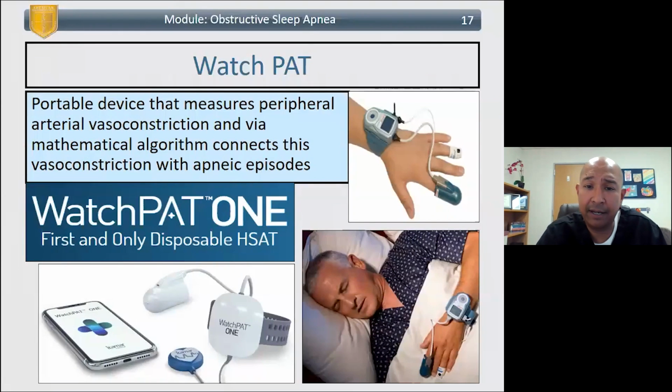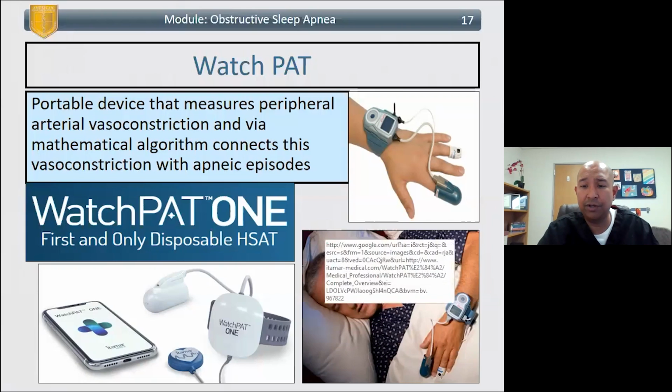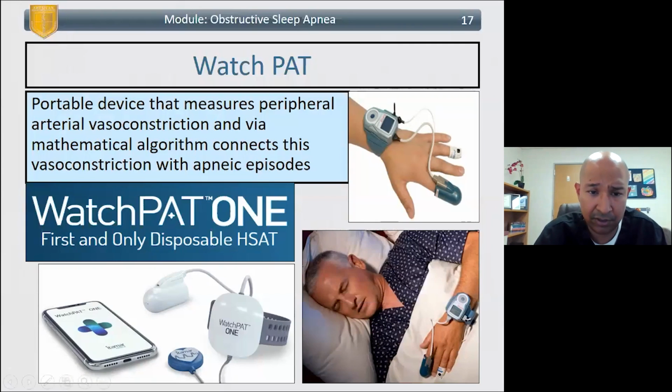WatchPat, I wanted to mention, is going to be an algorithm, and it's based upon when you have obstructive apneas, you get a little sympathetic surge. And when you get that sympathetic surge, what are you going to do? You're going to vasoconstrict. So it's going to be arterial tone. And based upon this algorithm, they've correlated changes in peripheral arterial tone with the diagnosis of apneas. And it can be disposable, which is pretty cool. And this is one of the older ones up here that are non-disposable.